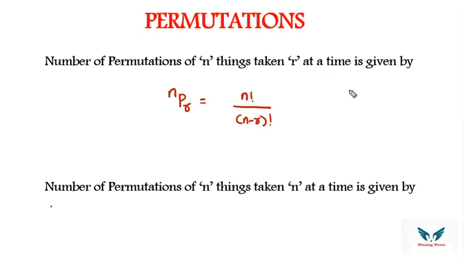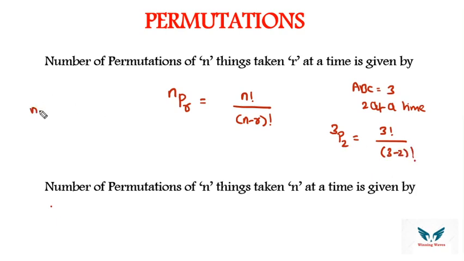Previously we had n things: out of ABC there are 3 things, out of which 2 are taken at a time. So we can say 3P2. What do we mean by factorial? It is the product of all positive integers less than or equal to n. So 3P2 means 3 factorial divided by (3 minus 2) factorial. If it is n factorial, it is n into n minus 1 into n minus 2 and so on.